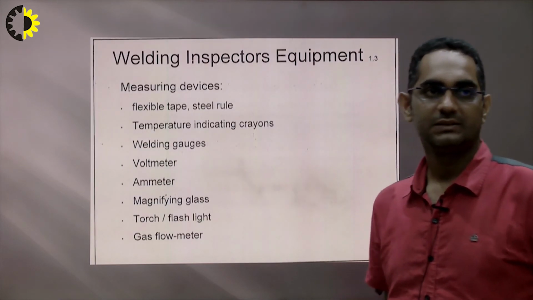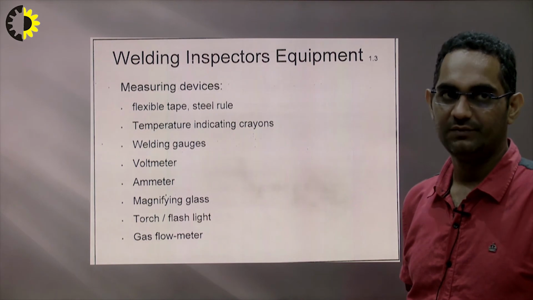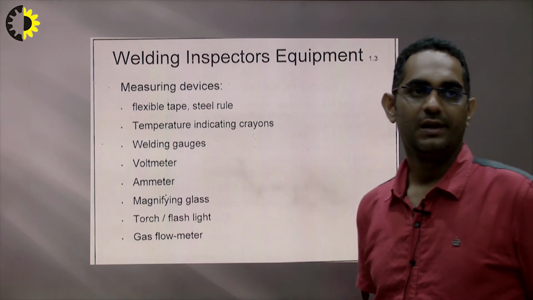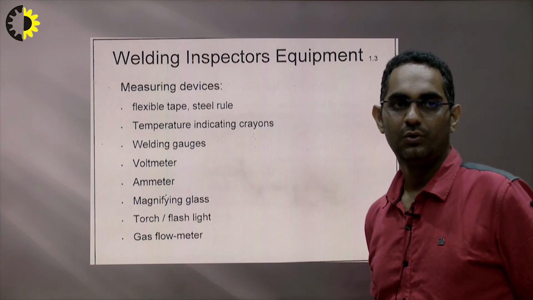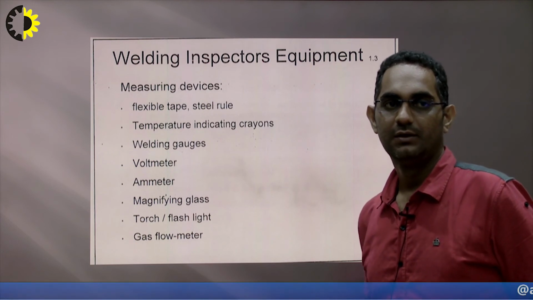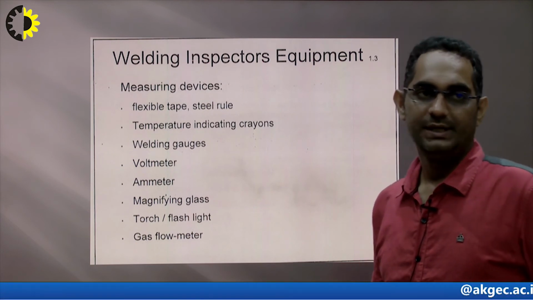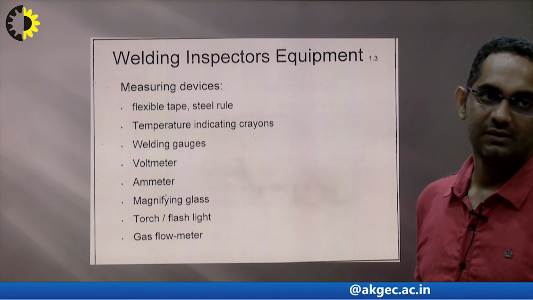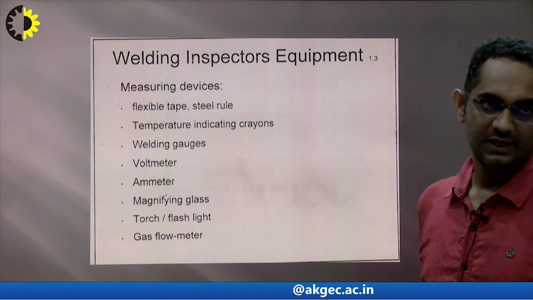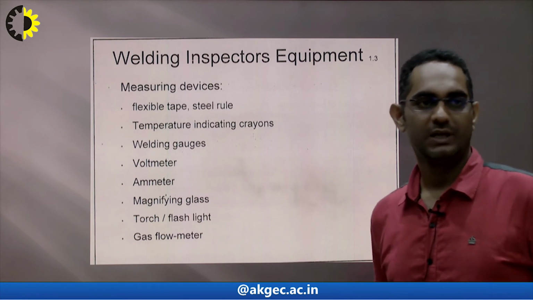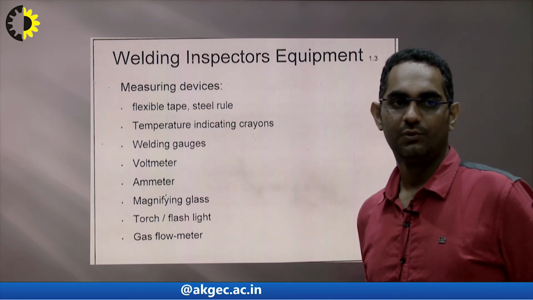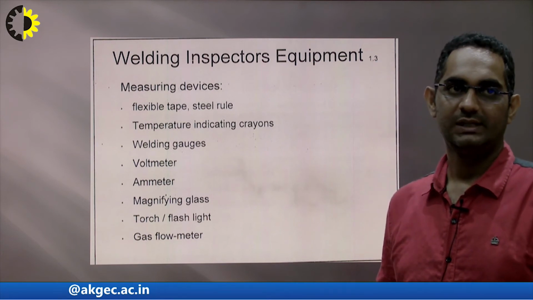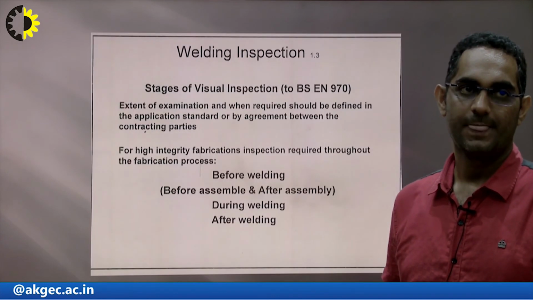Next is the welding inspector's equipment. Welding inspector's equipment includes measuring devices like flexible tape, steel rule, temperature indicating crayons, welding gauges, voltmeter, ammeter, magnifying glass, torch flashlight, and gas flow meter. This is the welding inspector's equipment.